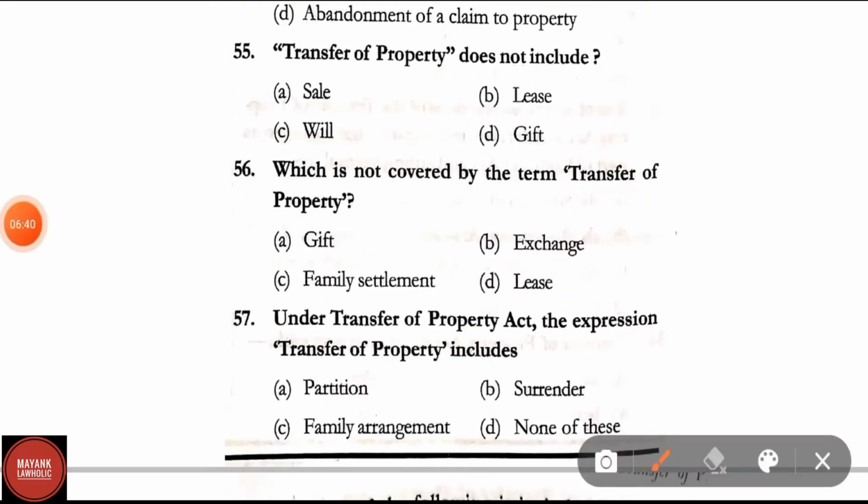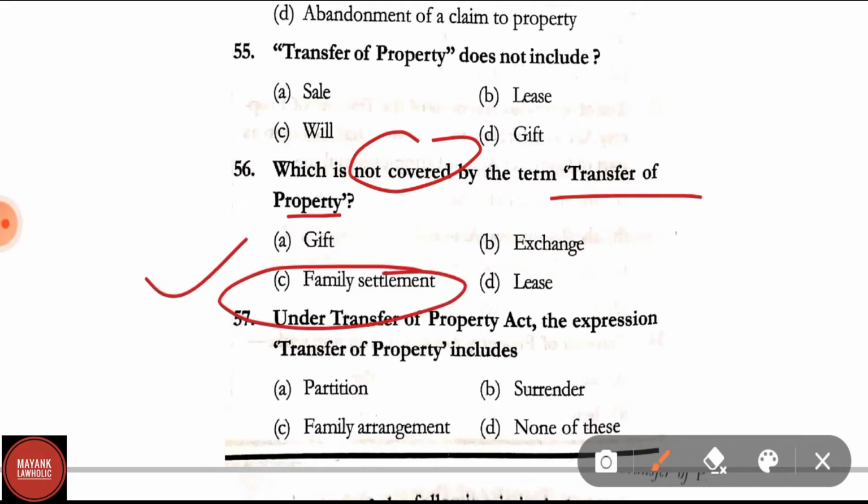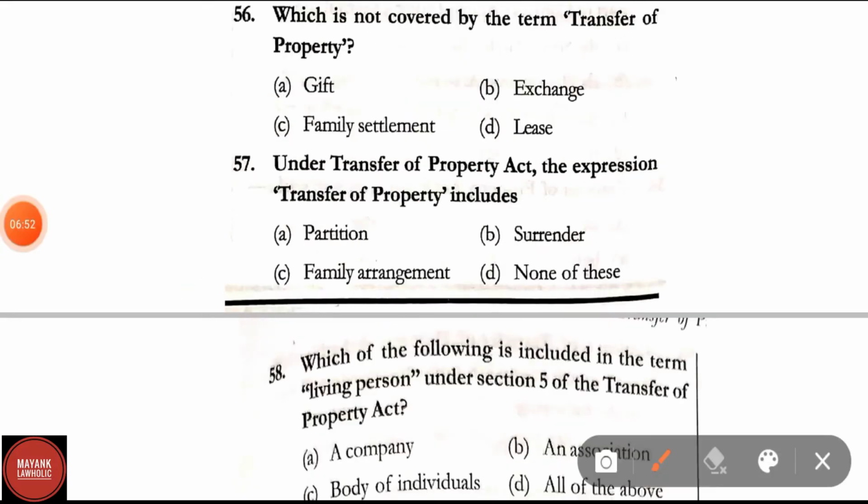Question number 56. Which is not covered by the term transfer of property? Gift, exchange, family settlement, lease. Correct answer is option C, that is family settlement. Under the Transfer of Property Act, the expression transfer of property includes partition, surrender, family arrangement, none of these. Correct answer is option D, none of these.